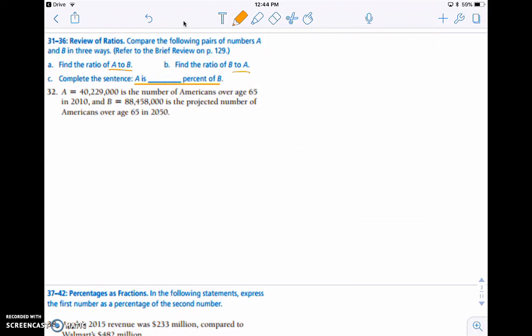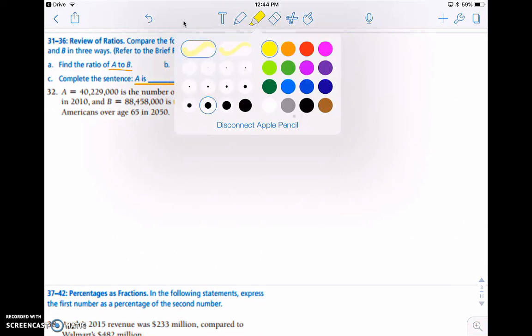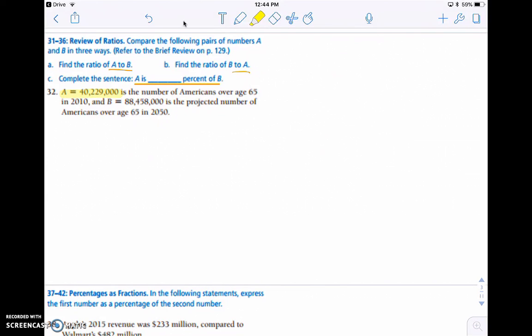Okay, and that third part C, A is blank percent of B, will be an extremely applicable idea. So let's look at this. In here we have that A is 40,229,000, the number of Americans over age 65 in 2010. B is 88,458,000, the projected number of Americans over age 65 in 2050.